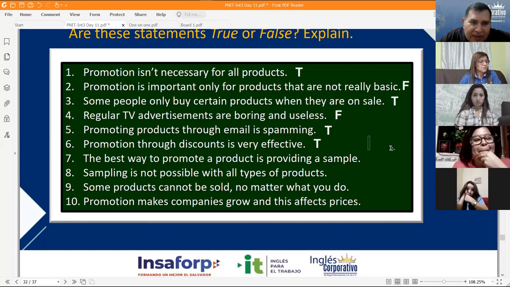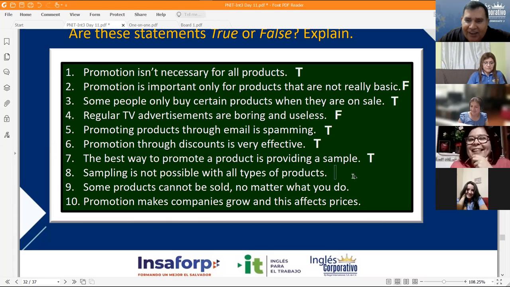The best way to promote a product is providing a sample. It's food. You take it, you like it, and you say, hey, give me. Yes, I like it. Give me two. It's the best strategy. A good strategy. Sampling is not possible with all types of products. It's true. That is true. It's not possible with all types of products.